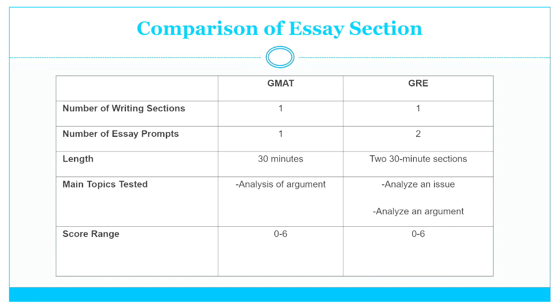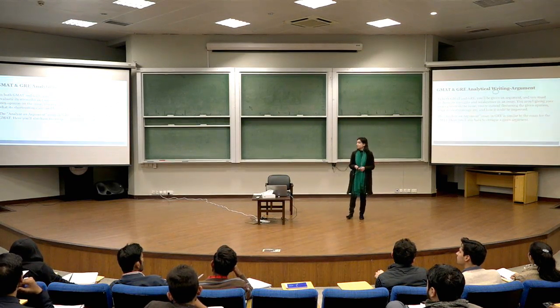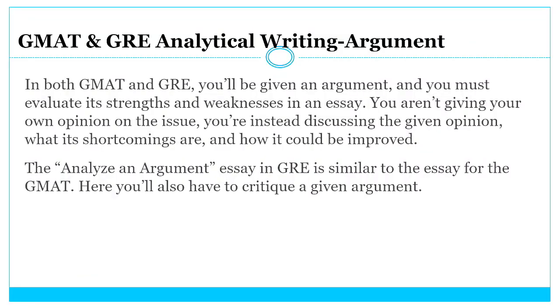Argument. First, we are going to look at the argument section of the GMAT and GRE analytical writing, since that is common to both of the aptitude tests. In both GMAT and GRE, you'll be given an argument, and you must evaluate its strengths and weaknesses in an essay. You aren't giving your own opinion on the issue. You're instead discussing the given opinion, what its shortcomings are, and how it could be improved. The analyze an argument essay in GRE is similar to the essay for the GMAT. Here, you'll also have to critique a given argument.